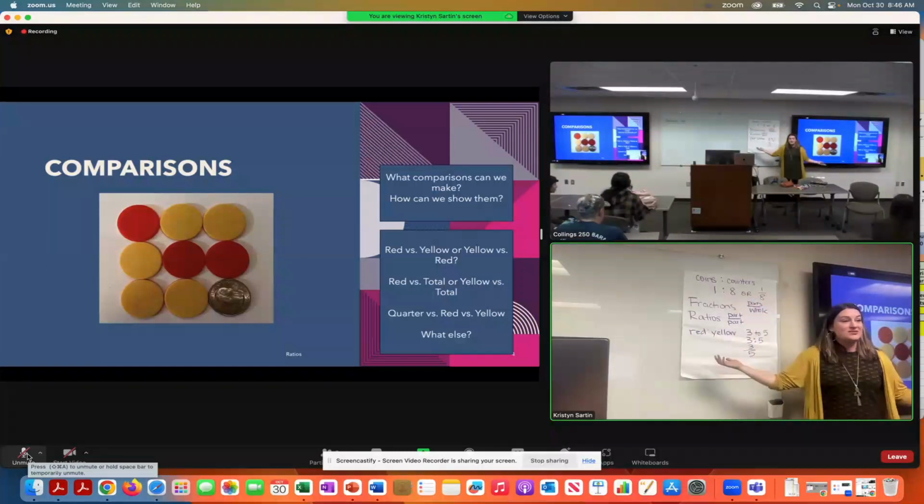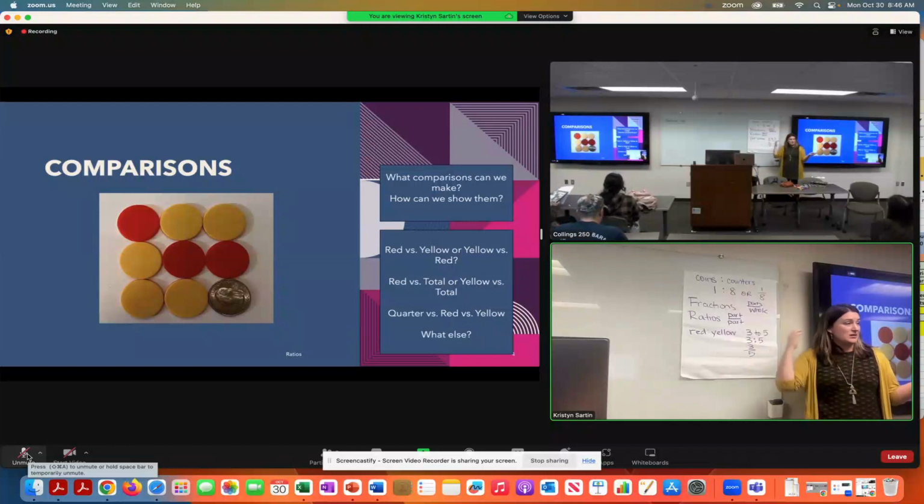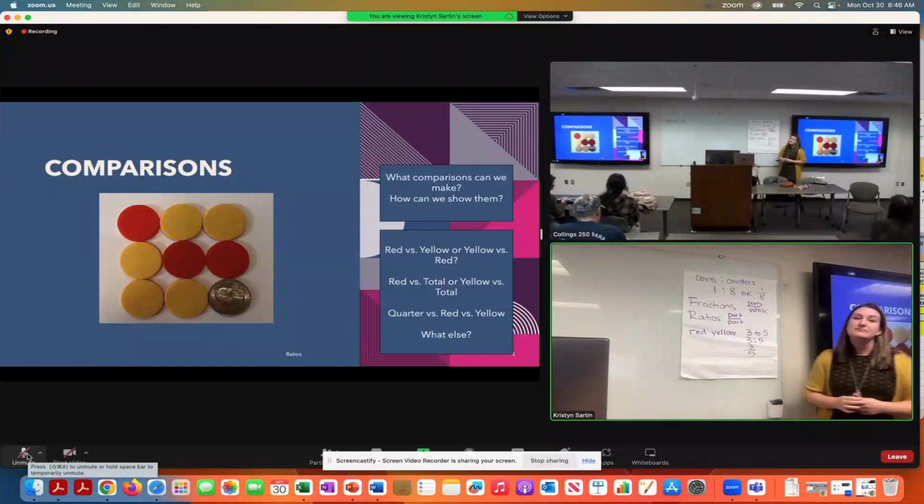What's the difference between fractions and ratios? Somebody think they can explain it? If you were to write a fraction, one ninth, squared up. Parts over a whole. Parts of a whole.